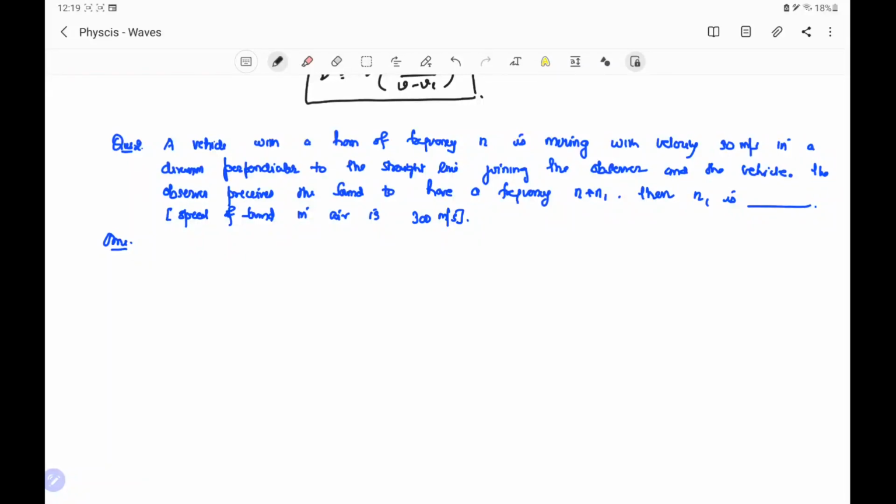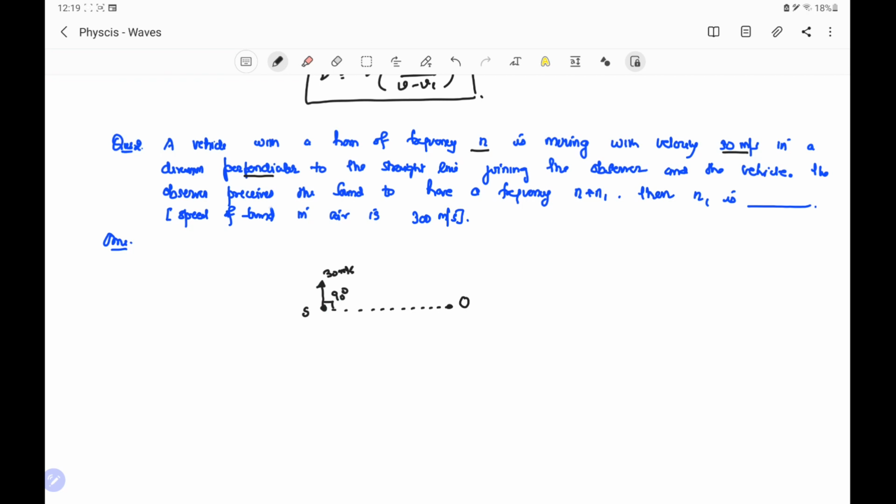Question is, a vehicle with horn of frequency n is moving with the velocity 30 meter per second in a direction perpendicular to the straight line joining the observer and the vehicle. This is the vehicle which has the horn, so it acts as a source, and a line joining the observer O. This source is moving perpendicular to this line with velocity 30 meter per second. So the angle between this line and the source is 90 degree.